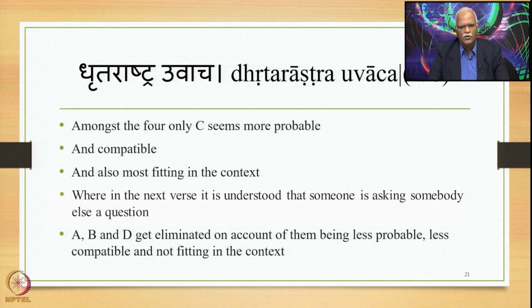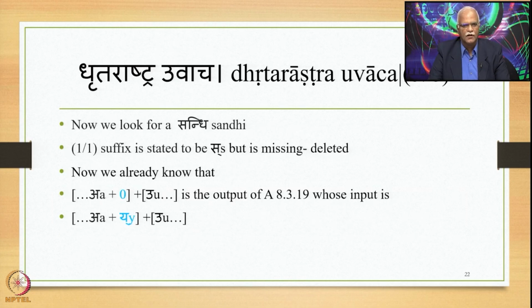Amongst these four, only C seems more probable and also compatible and most fitting in the context, where in the next verse it is understood that someone is asking somebody else a question. So obviously A, B and D get eliminated on account of them being less probable, less compatible and not fitting in the context. Now we look for a sandhi.